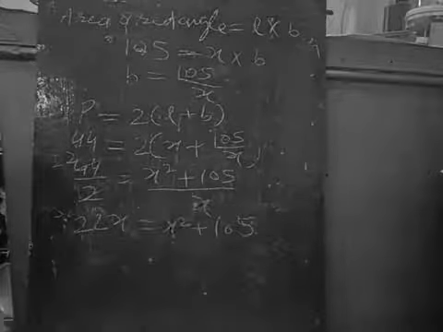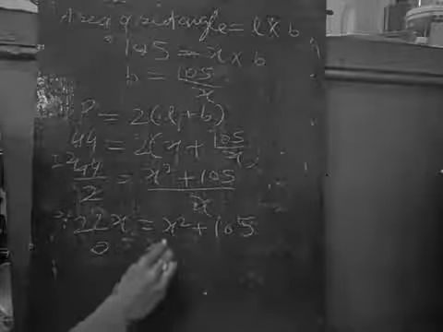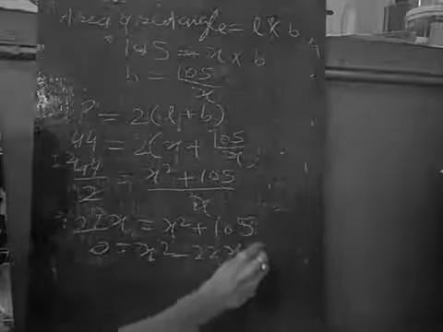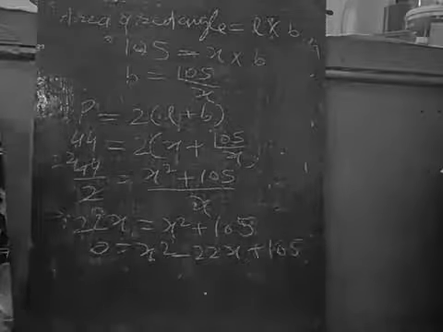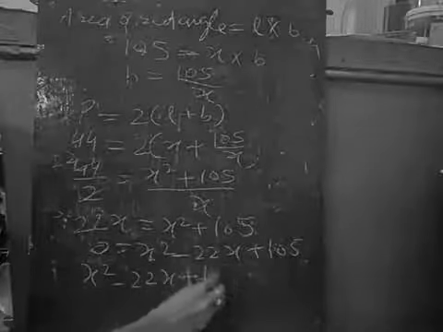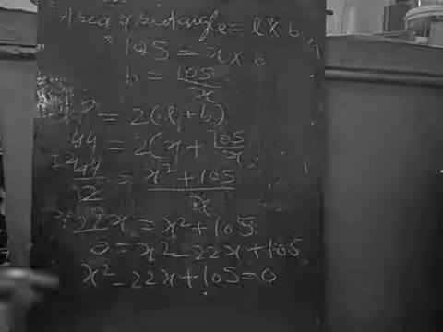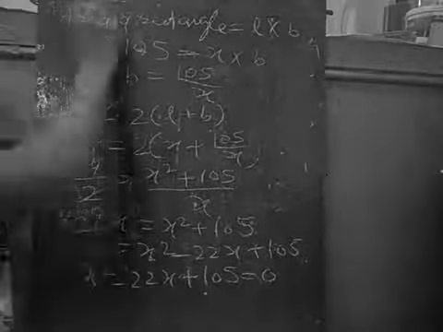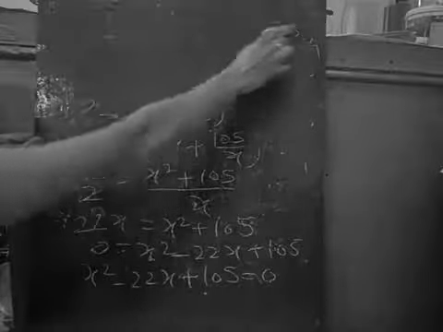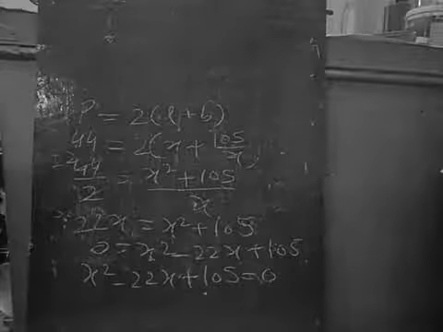This 22x we will send to that side. So we get 0 equal to x square minus 22x plus 105. Writing the equation properly: x square minus 22x plus 105 is equal to 0. Now we will factorize this equation and get the value of x. That value of x will be the length.